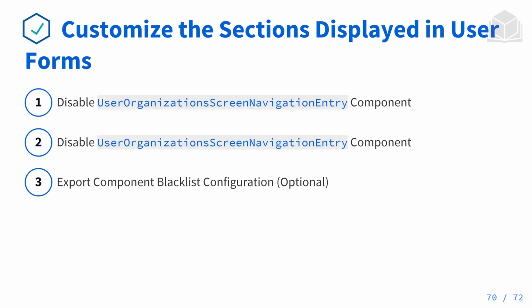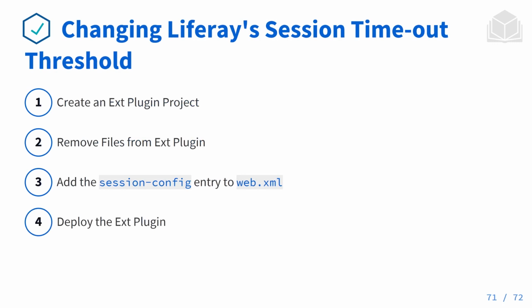So we're going to walk through a very simple exercise here where we're going to be removing specific sections from the user's My Account section. When we go into the user and take a look at the different pages that they have, we're going to take out some of them. And we'll see how to do that without the use of an Ext plugin. The next example will show how we do need an Ext plugin to configure the web.xml of Liferay. So we'll create an Ext plugin, do a little bit of cleanup, and then modify the web.xml.